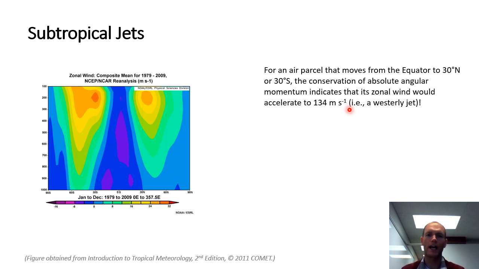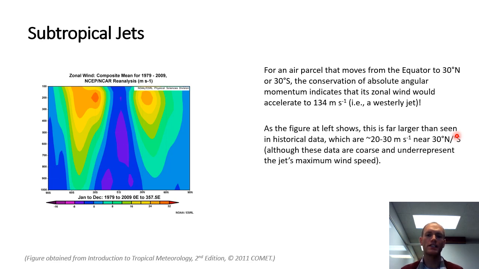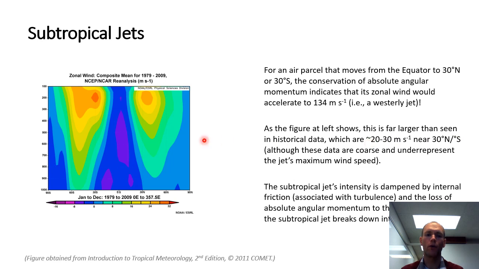That's much, much larger than what we actually observe, which is more on the order of 20 to 30, maybe 40 meters per second. So there is some loss of angular momentum as air parcels go from the equator toward higher latitudes in the poleward branch of the Hadley Cell circulation. There is internal friction associated with turbulence, like the clear air turbulence that you might have experienced in an aircraft. And then you also lose absolute angular momentum to the mid-latitudes as this jet no longer is just a coherent, long feature, but rather breaks down into waves that are typically associated with cyclones along that initial jet axis.